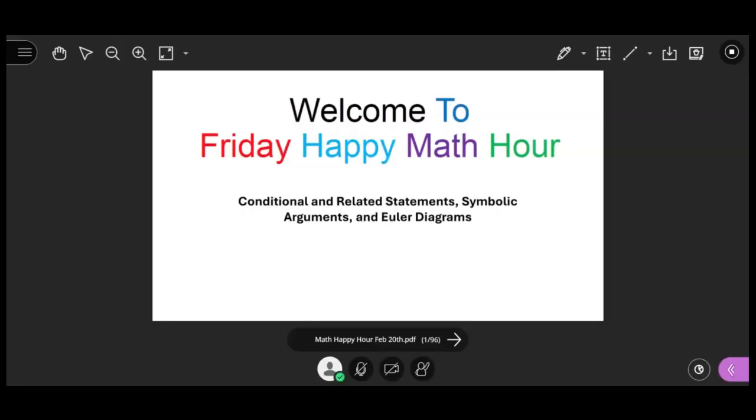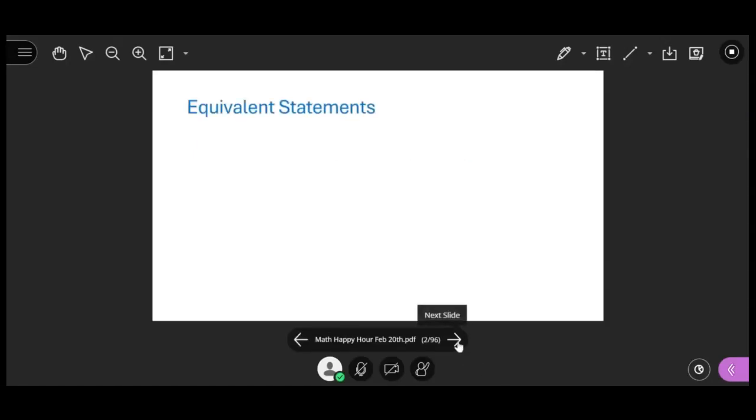Welcome to Friday Happy Math Hour. Today we're going to talk about conditional and related statements, symbolic arguments, and Euler diagrams. So first we want to talk about equivalent statements. Equivalent statements have the same truth values in the final column of the truth table.